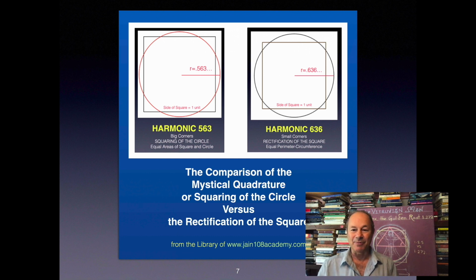That's where the perimeter of the square equals the circumference of the circle, in contrast to the other diagram where we have larger corners, where the radius is 0.563, harmonic 563. So we're interested in the diagram with the small corners. It's called the rectification of the square, and this is the one that has the golden root diameter. This is about the perfected or ideal state of the human proportion.